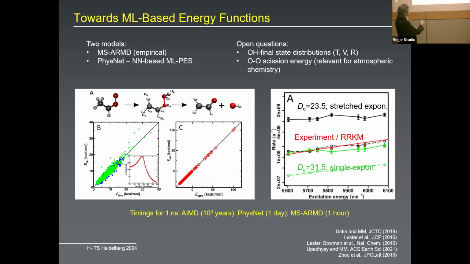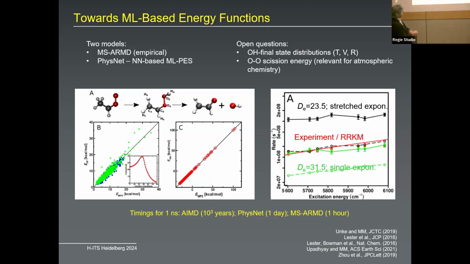What I just want to illustrate is how this empirical reactive force field performs compared with the machine learned force field. Of course, the spread is much larger. We would need to introduce more parameters to make this better. But again, the minimum energy pathway is nicely reproduced.